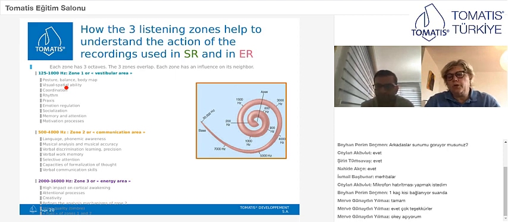Then zone 2, you know, it's more the communication area, everything that has to do with language. And zone 3, it's going to be the energy for the other 2 zones and also has to do with cortical awakening and creativity, voice quality, and so on.